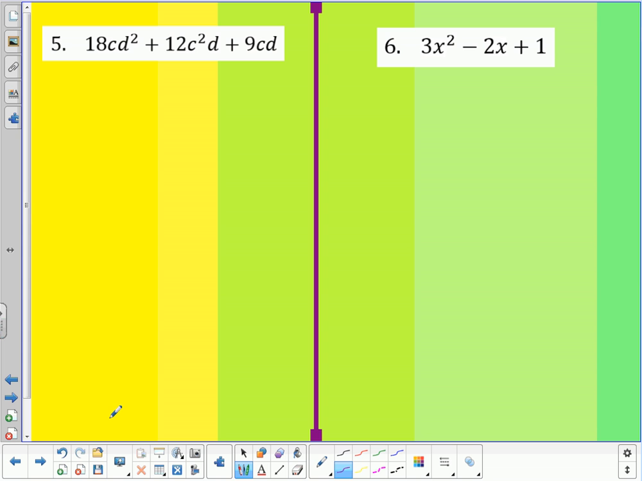Let's take a look at number 5. 18cd squared plus 12c squared d plus 9cd. So I first want to identify what that GCF might be. From 18, 12, and 9, I can take out a 3. I can divide 3 out of all of those. From the cd squared, c squared d, and cd, I can take out c to the first and d to the first, because I don't have anything raised to the second power in one of the terms. Here I don't have a d to the second power, and there I don't have a c to the second power, so I can only take it out to the first power. So that's my GCF. That's what I'm going to divide out of each part.